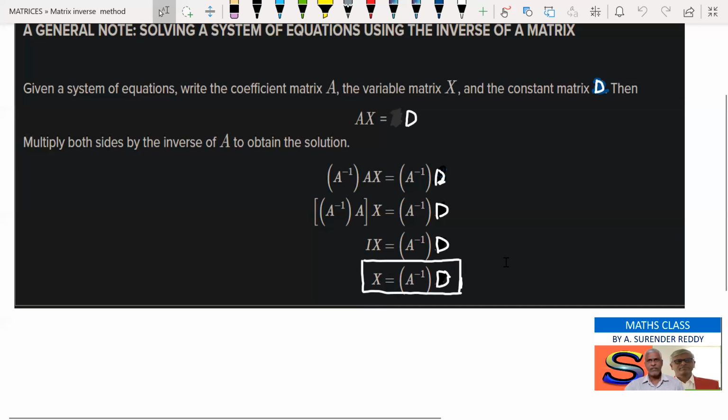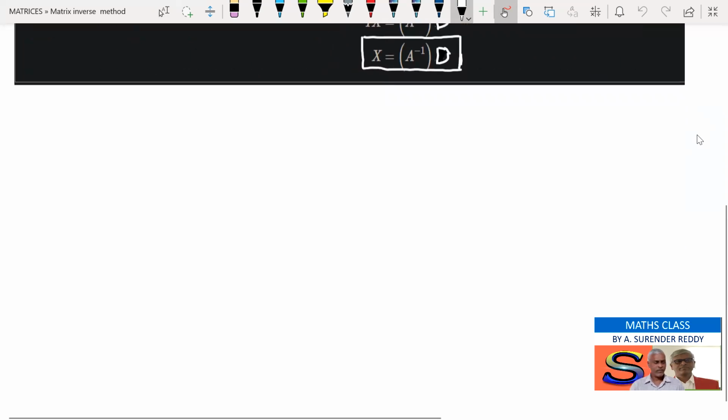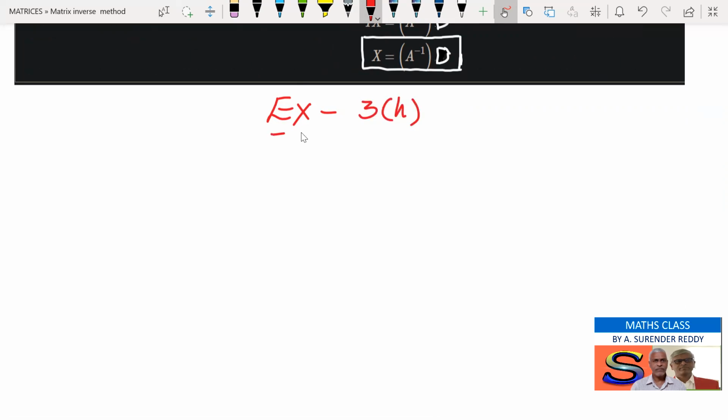So for this, this is the procedure to find solutions of given simultaneous equation. So now let us take up some problems from the exercise. From the exercise 3H in the textbook. Solve the following system of equations.